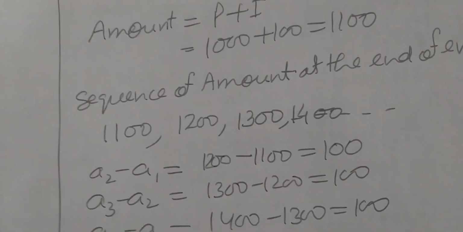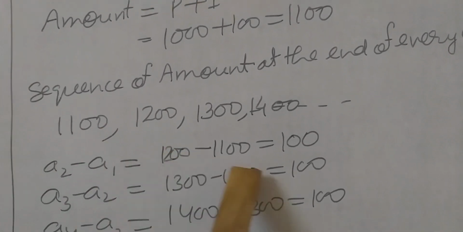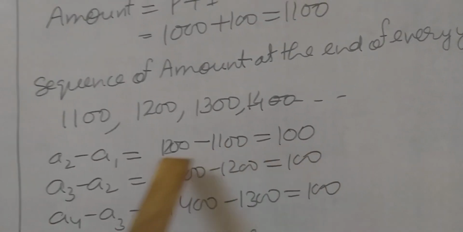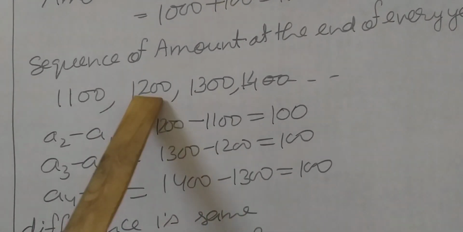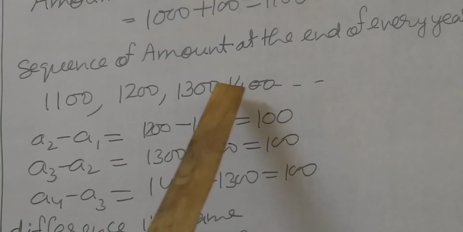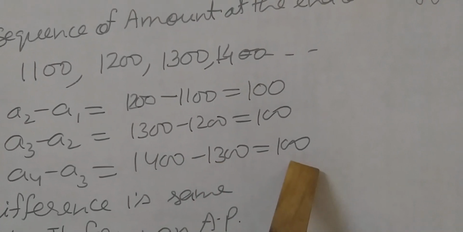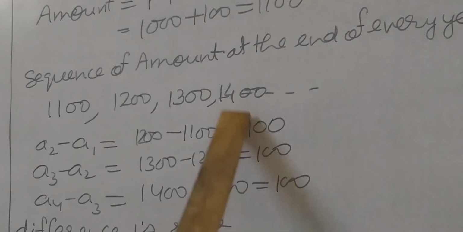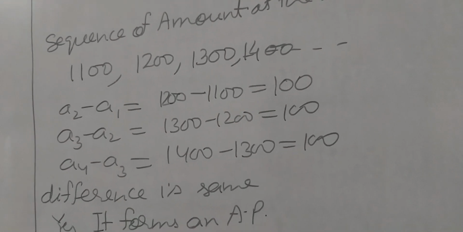So we have to check whether it is an AP or not. A2 minus A1, 1200 minus 1100, ₹100. A3 minus A2, 1300 minus 1200, ₹100. A4 minus A3, 1400 minus 1300, ₹100. You can see, students, the difference is same, so we can say it forms an AP.